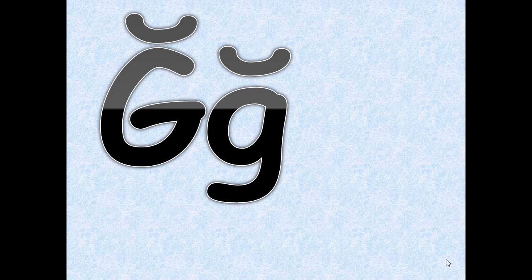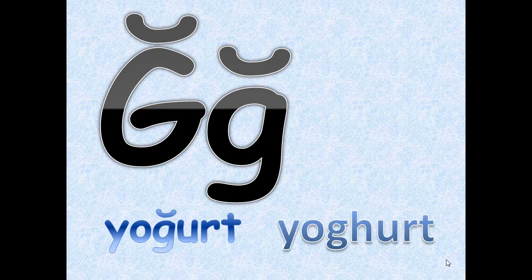Yumuşak g, which means softer g, and it is pronounced like the letter R in French, and we have it in Arabic as well, the pronunciation of r, but it is pronounced a bit softer than that, so you do not feel the tickle of the air at the glottal part of your mouth. So it is not really r, not that hard, but a bit softer. It doesn't tickle the top of your mouth. So here we have an example. Yoğurt, which means yogurt.